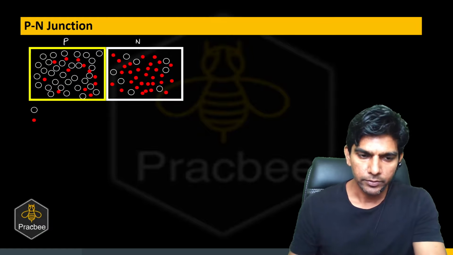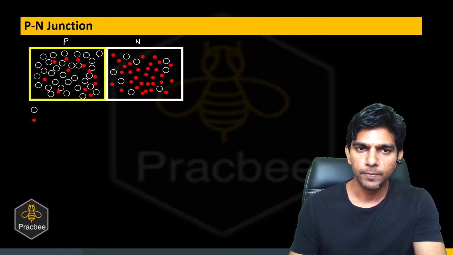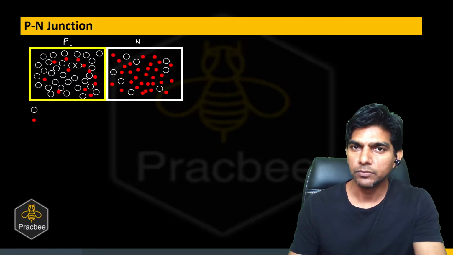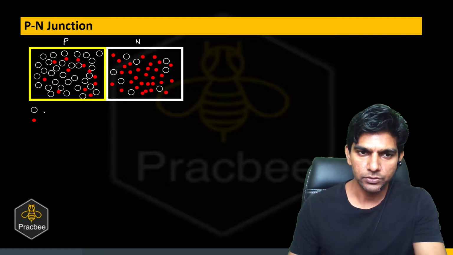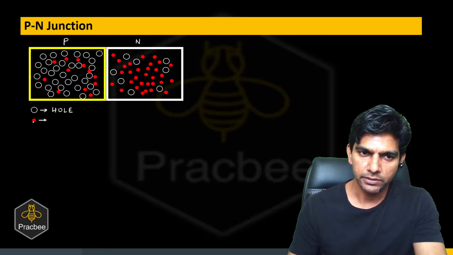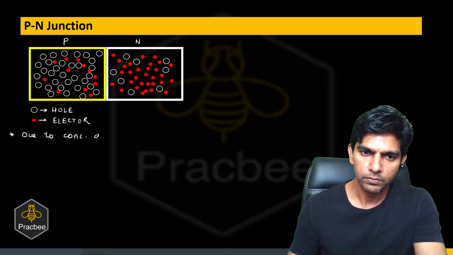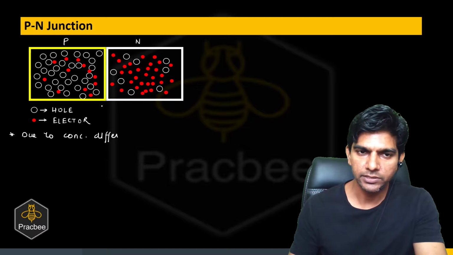So what is happening here? Can you see there is a concentration difference. On the left side, the p-type semiconductor, the holes are the majority carrier. So these circles are holes and these red circles are electrons. So we can say due to this concentration difference, on the left side we have a large number of holes, on the right side we have a large number of electrons.